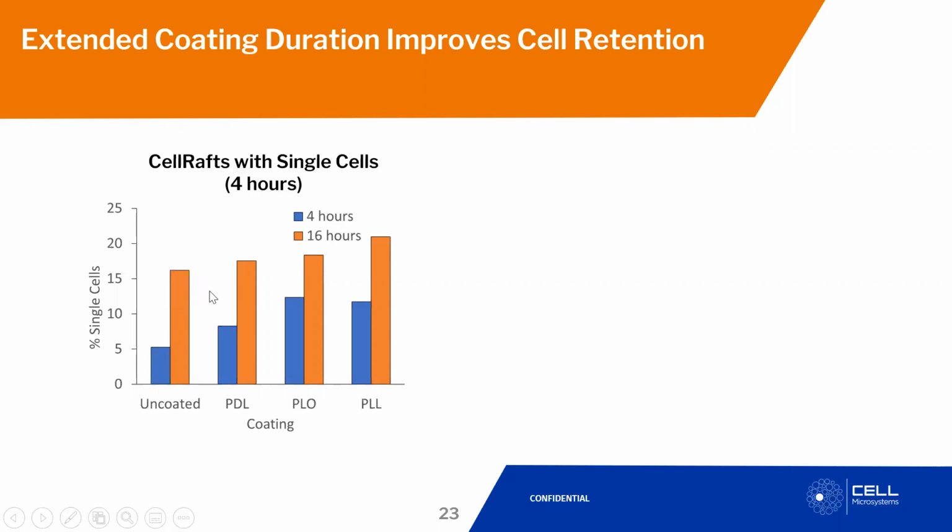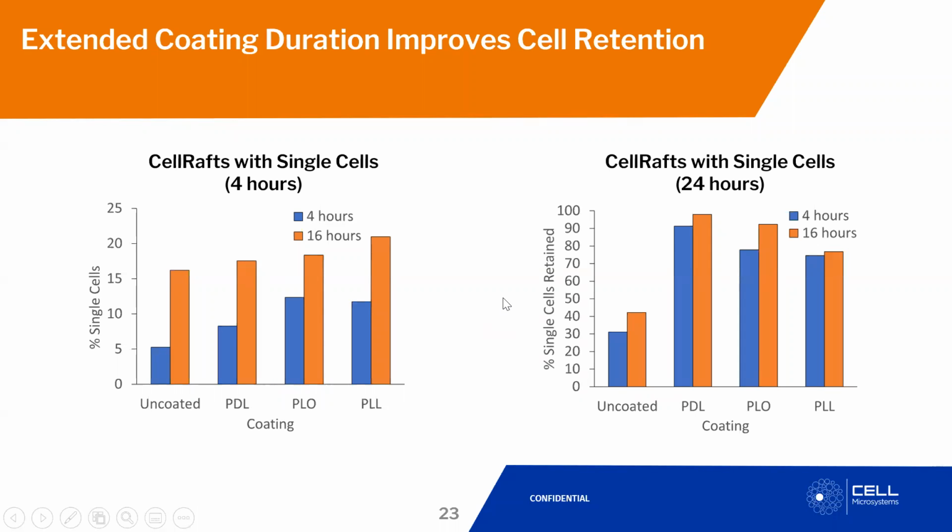So what this tells us is that you need to coat the arrays longer in order to ensure maximal cell adherence in that first 4 hours after cell seeding. If you're going directly to single cell isolation, 4 hours might be sufficient for you because you're not letting the cells sit there very long, and you could certainly do that. But this sort of gives you a range of where that optimal coating time might be.